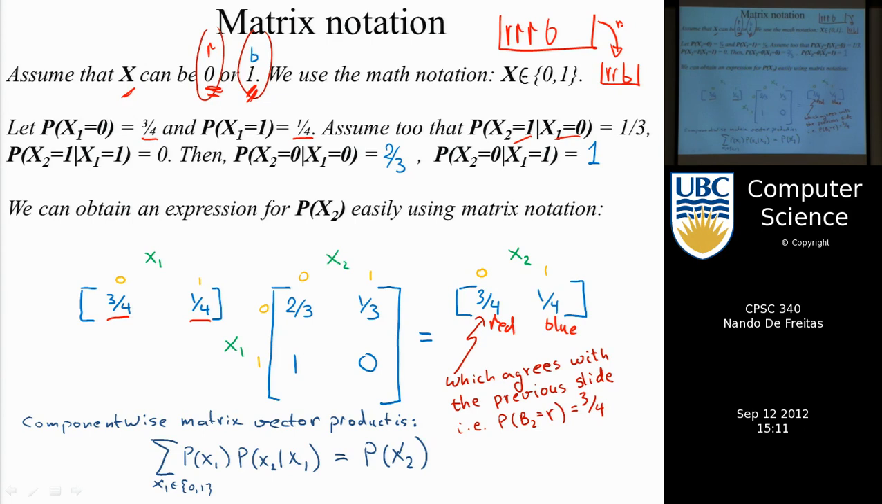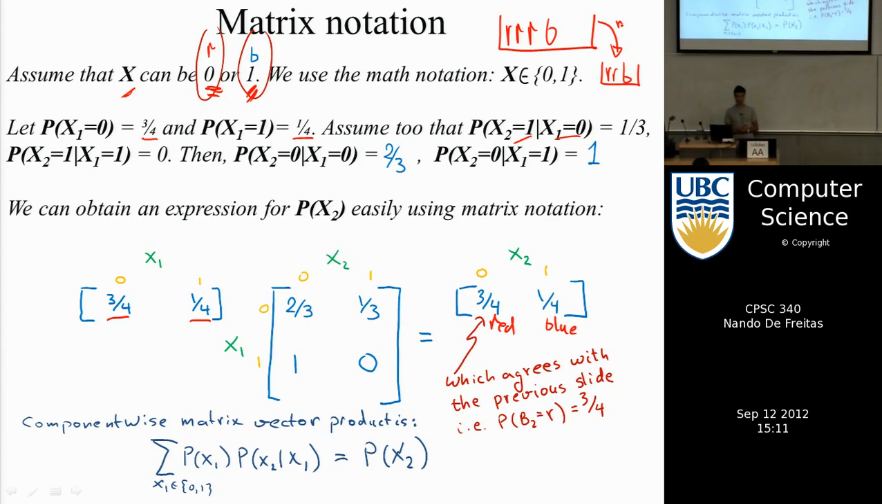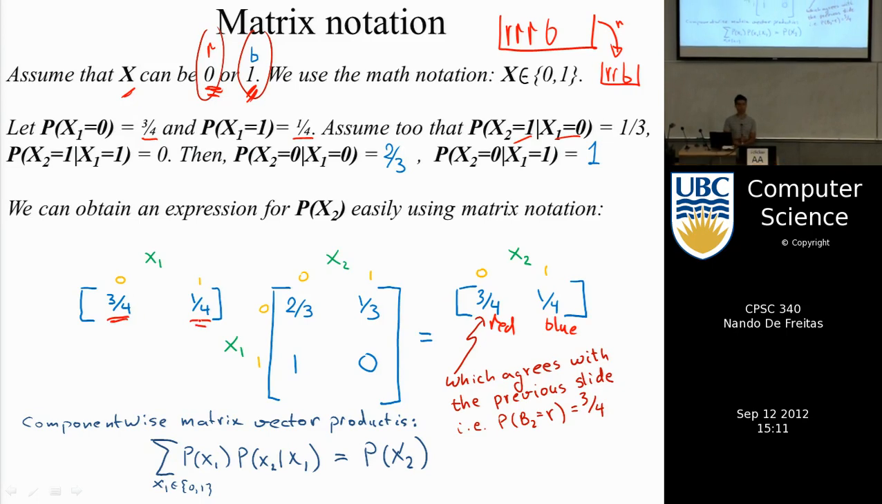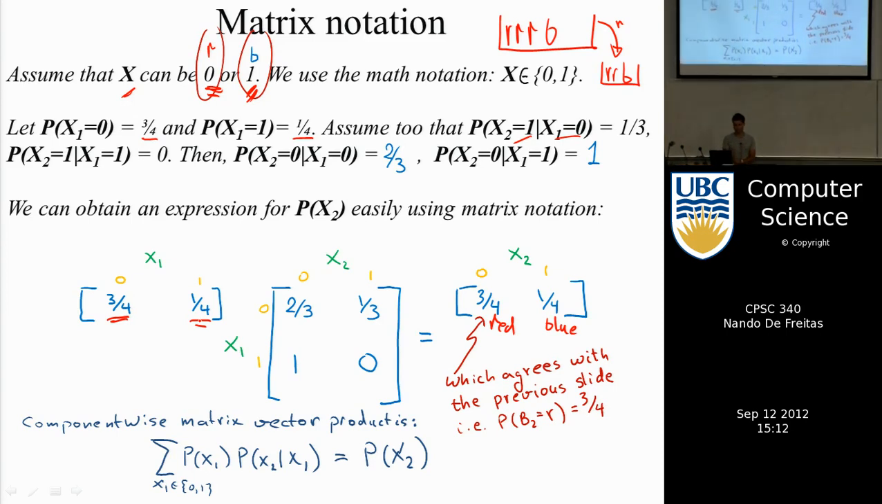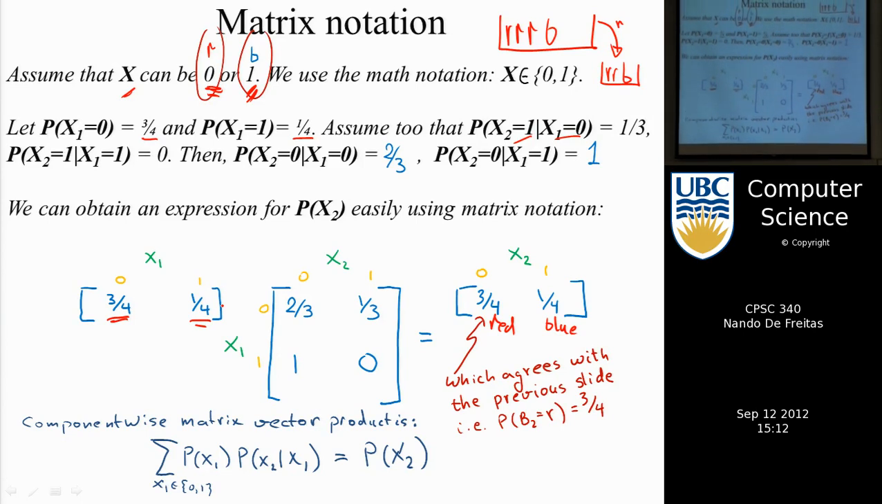So the thing we did next was, how do we put this in matrix notation? Matrices are just data structures that allow us to program more efficiently, and they also allow us to talk about things in a more efficient way. So I essentially entered the numbers 3/4 and 1/4 for the probability of x1 over a single row. Note that it adds up to 1. 3/4 plus 1/4 gives you 1. I also added the probability of going from x1 being 0 to x2 being 0, which is this event here.